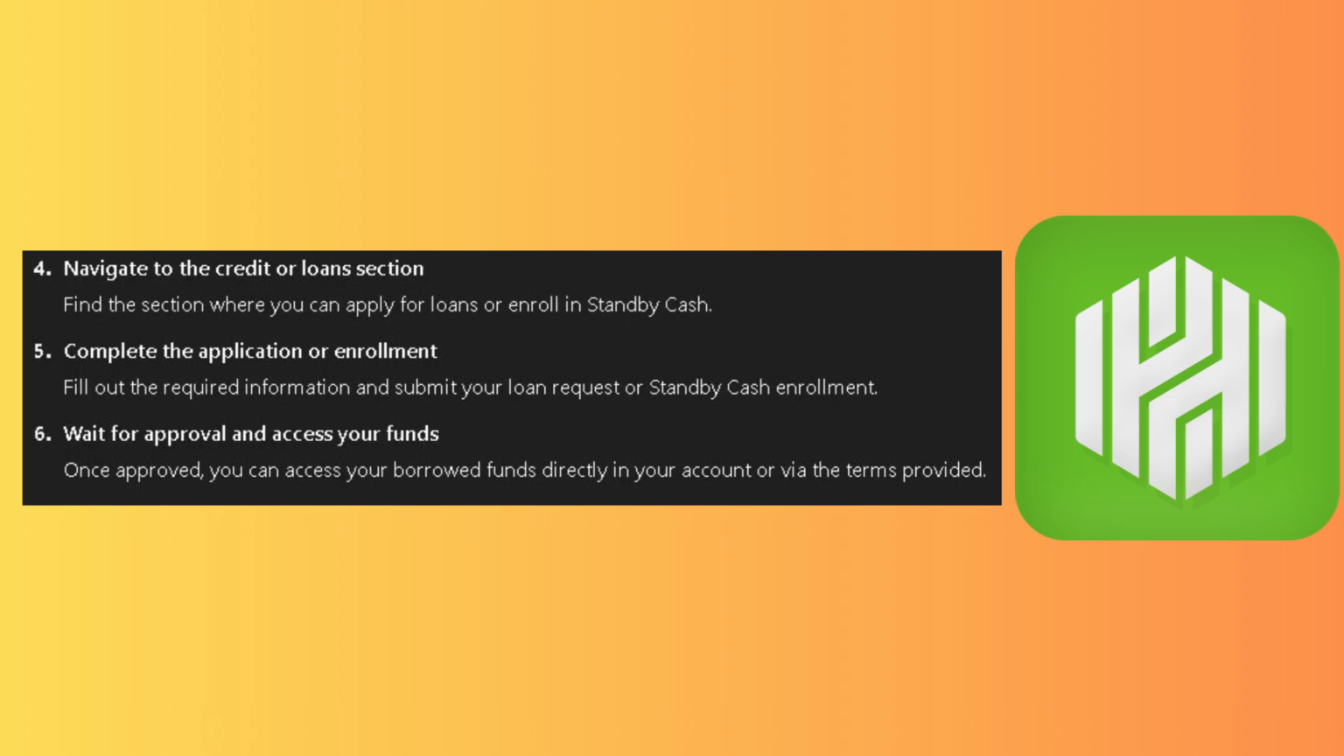Complete the application or enrollment. Fill out the required information and submit your loan request or standby cash enrollment. Wait for approval to access your funds. Once you're approved, you can access your borrowed funds directly into your account via the terms provided.